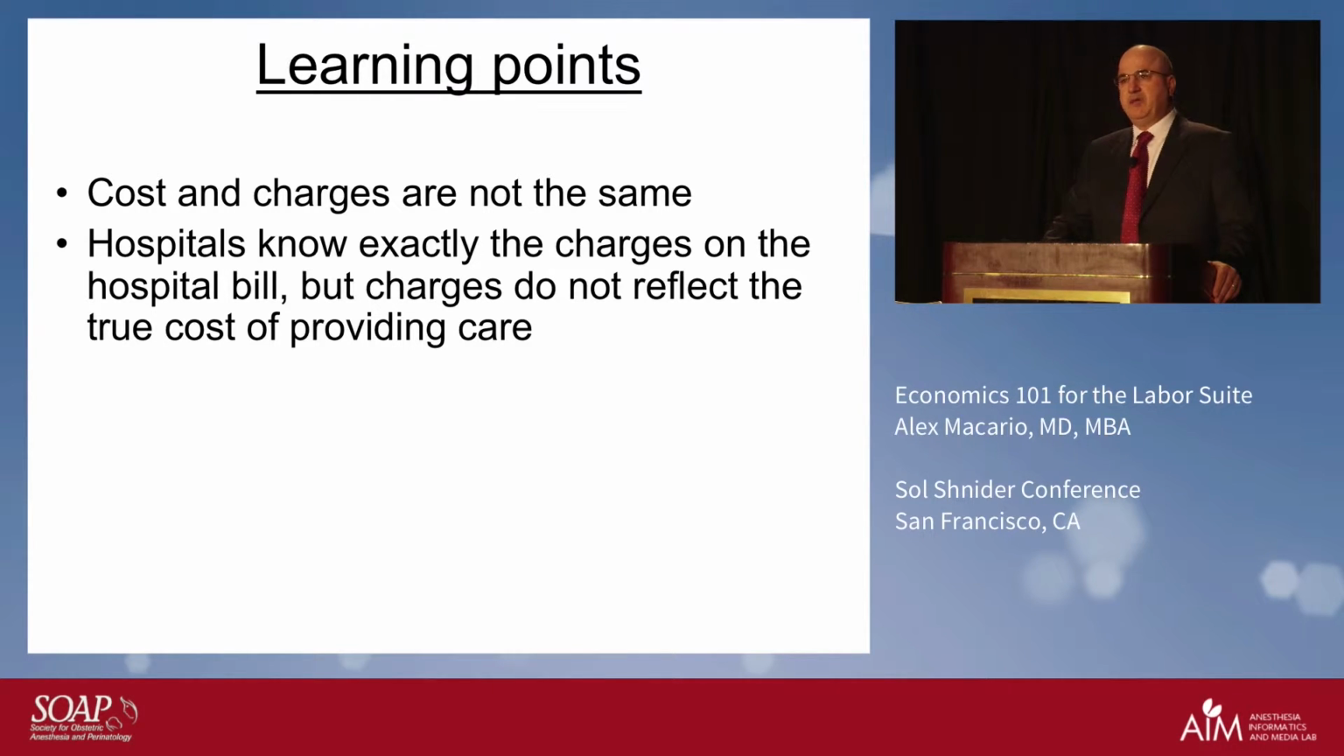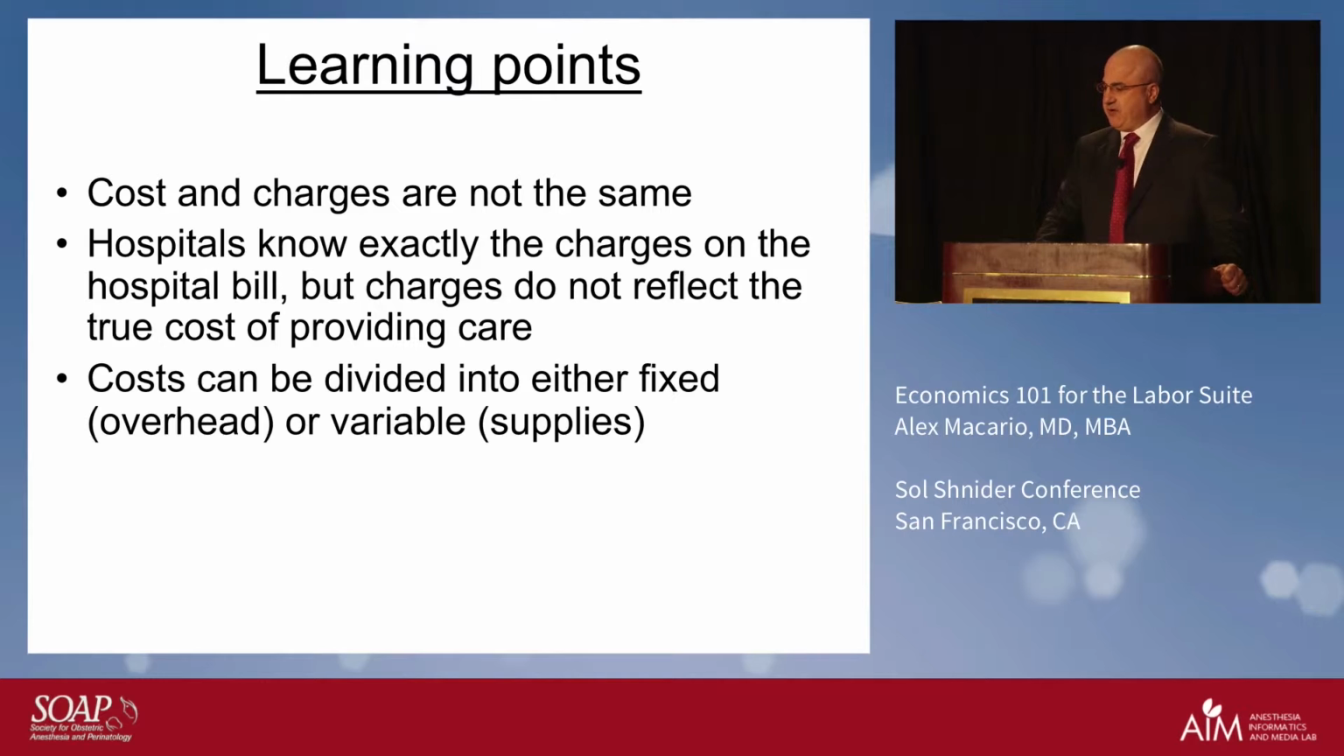So you'll be at a meeting, you'll be talking about making the labor and delivery suite more efficient, and someone will say, what does it cost to do a cesarean at this hospital? Well, some people, when they hear that question, will think, what does it cost the hospital to have staff and equipment and supplies and a facility so that the cesarean can occur? Other people will say, well, what's the charge on the hospital bill? And so we need to get agreement about whether we're talking about costs or charges. And costs can be divided into fixed costs, overhead, or variable costs, which typically are supplies.